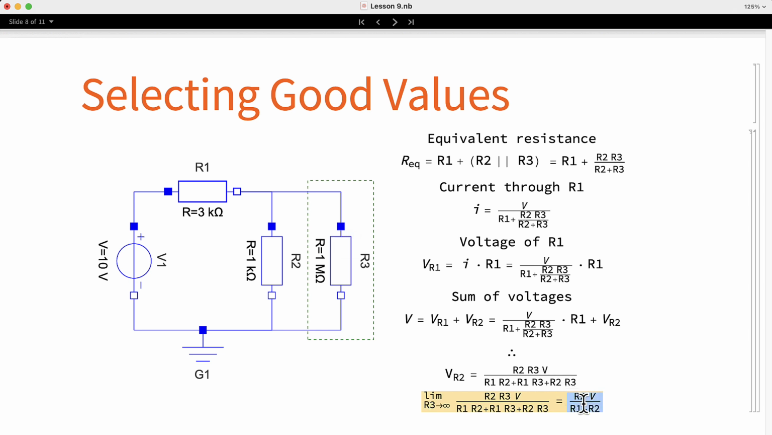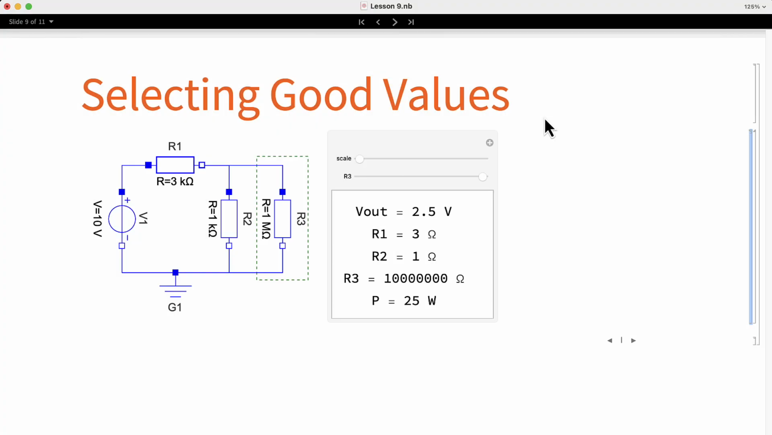And this is the result. And we can see that this formula corresponds to the formula that we have already obtained for the voltage divider. Let's run a few simulations in order to get a better idea on what values we have to select and also on the impact of the value of the resistor 3.